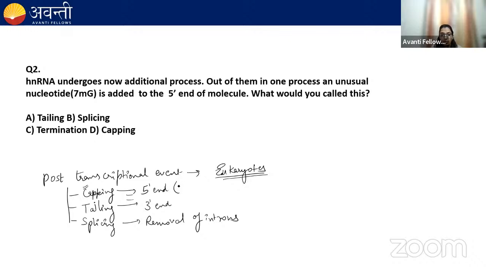And also remember one point, that at the 5' end, the 7-methylguanosine cap is added. And the enzyme involved is guanine 7-methyltransferase. I'm giving you important points, okay?